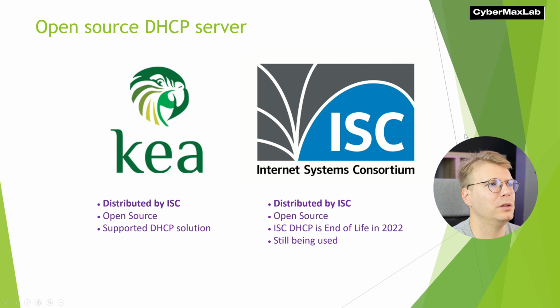How will we choose a DHCP server? There are two most popular options being used in the market. Both are open source, both are distributed by ISC. The ISC DHCP on the right side reached end of life in 2022, so it doesn't get any more updates, but it is still being used by some customers. And there is the Kea option, which is the currently supported DHCP solution, and both support IPv4 and IPv6, by the way.